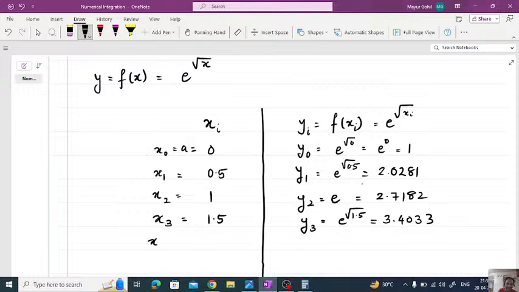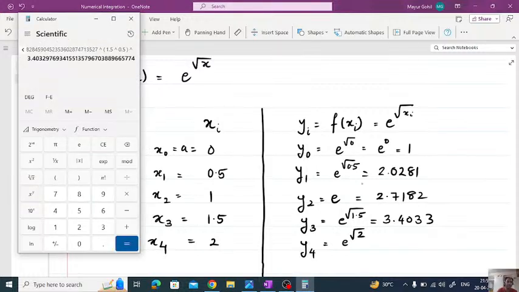Now x4. How much is it? Here it will be 2. So y4 will be e to the power square root of 2. So let's do that.